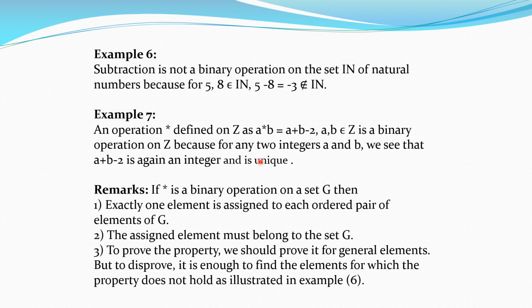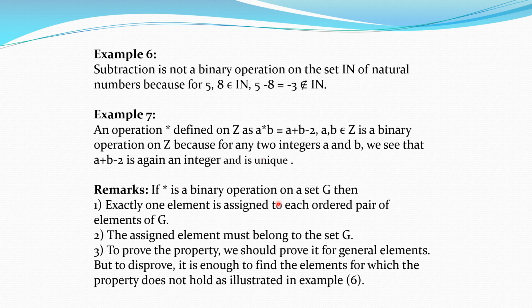Finally we can say that for any two elements present in that set, if we apply star on the two elements, then A star B must be an element of that set itself. Then only it is a binary operation. And if you get at least one pair A, B from that set for which A star B is not present in that set, then it is not a binary operation.